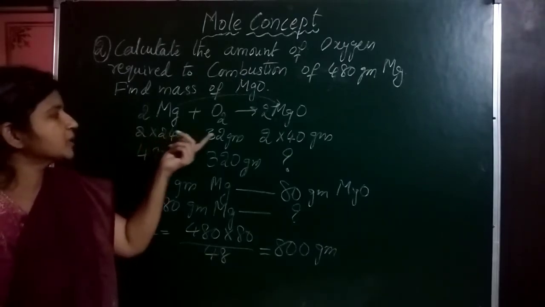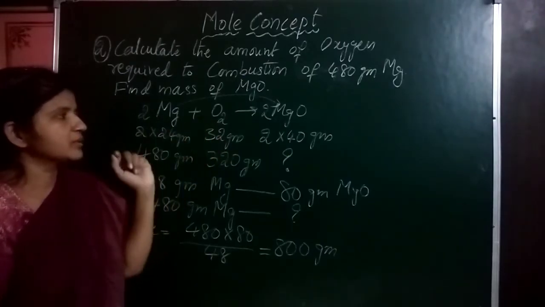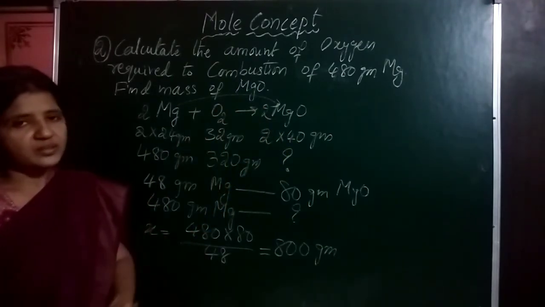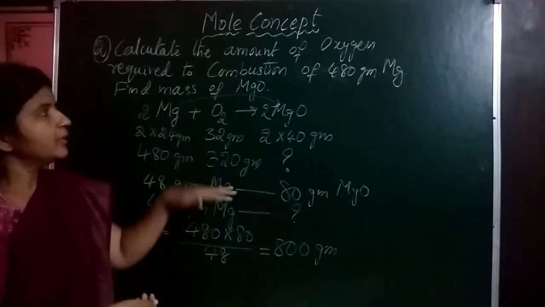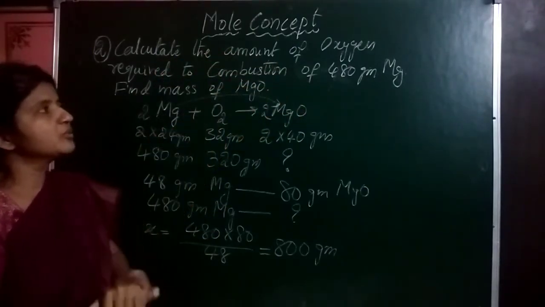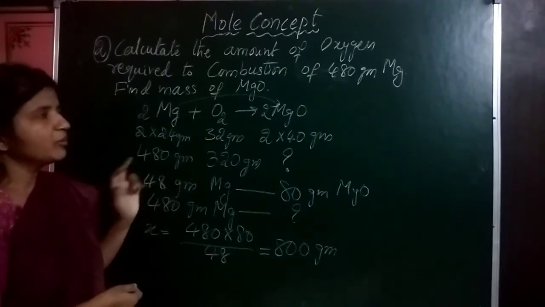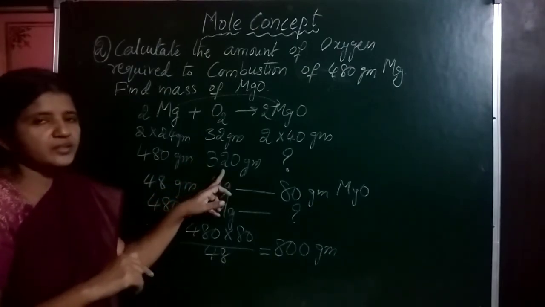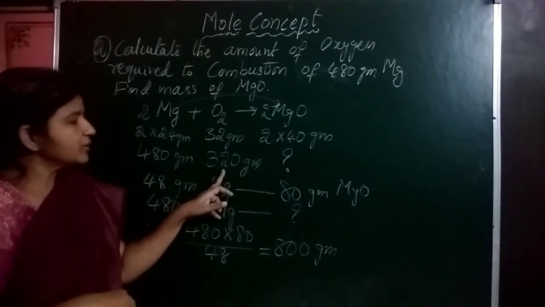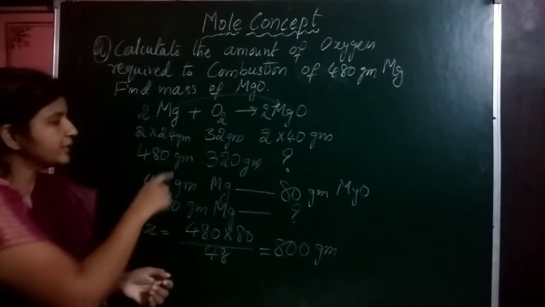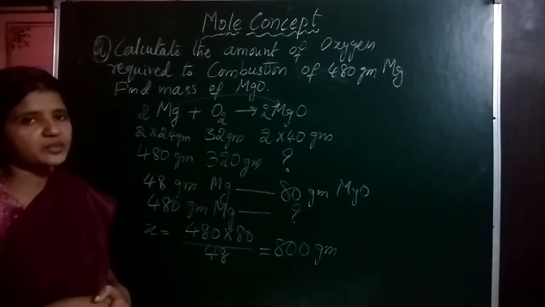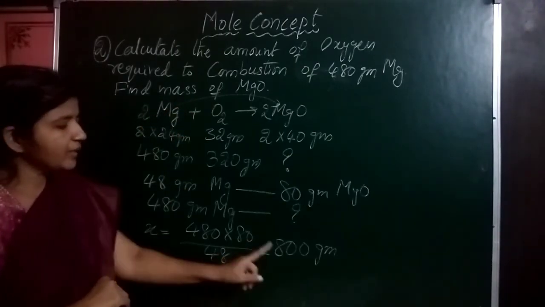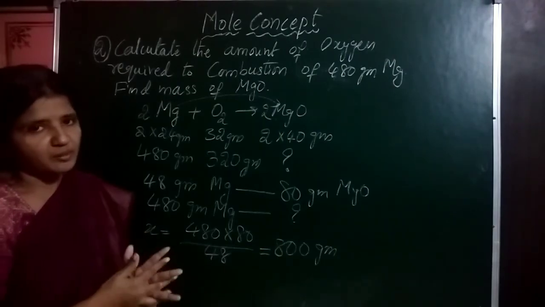According to the equation, 48 grams of magnesium is consumed by 32 grams of oxygen and produces 80 grams of magnesium oxide. In the sum, 480 grams of magnesium is used. For that, how much oxygen is required? Already we calculated, 320 grams. In this case, how much magnesium oxide is produced? The mass of magnesium oxide, how much is it, beta? 800 grams. That is your answer. Understand?